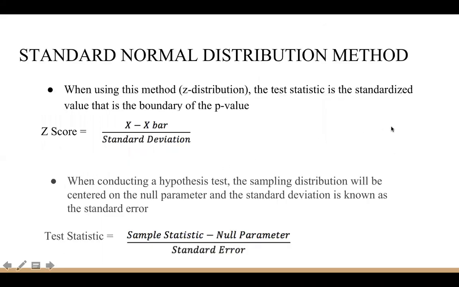So using the standard normal distribution method, the test statistic is the standardized value that is the boundary of the p-value. As you see, the calculation for a z-score is just x minus x bar over the standard deviation. And when you're conducting a hypothesis test, the sampling distribution is centered on the null parameter, and the standard deviation is known as the standard error. So your test statistic will be your sample statistic minus your null parameter, which is just the number in the null hypothesis, over your standard error.